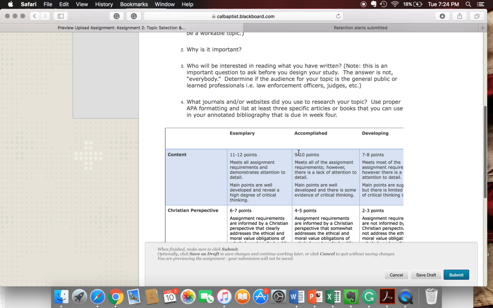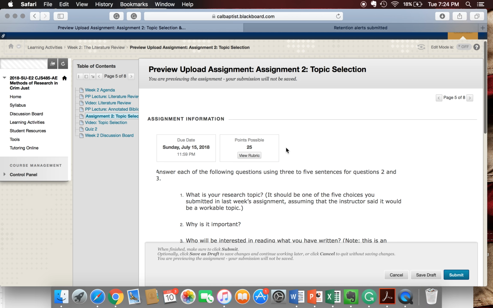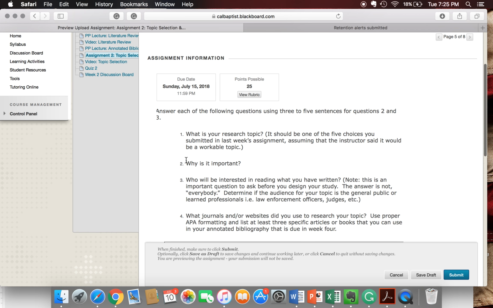And with that, you have the rubric that's going to be associated with that. So once again, that is going to be assignment number 2, where we're going to take our 5 topics, narrow it down into 1 topic, and you should be able to write. And once again, if you have troubles answering especially questions 2 and 3, it's probably because your research topic isn't that good.